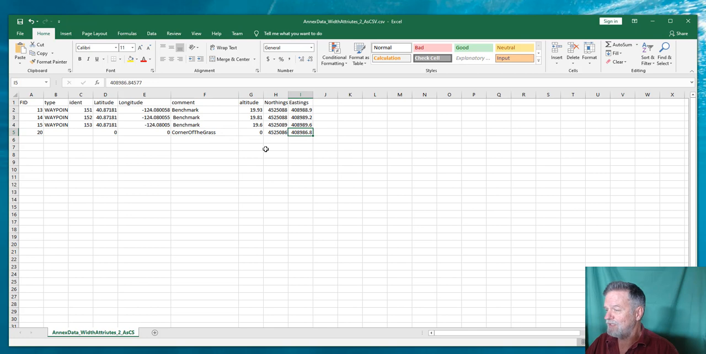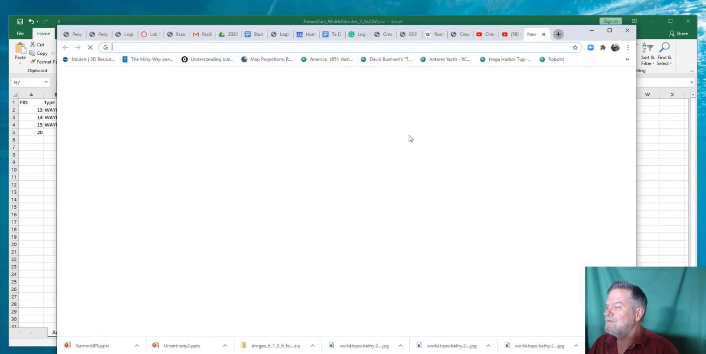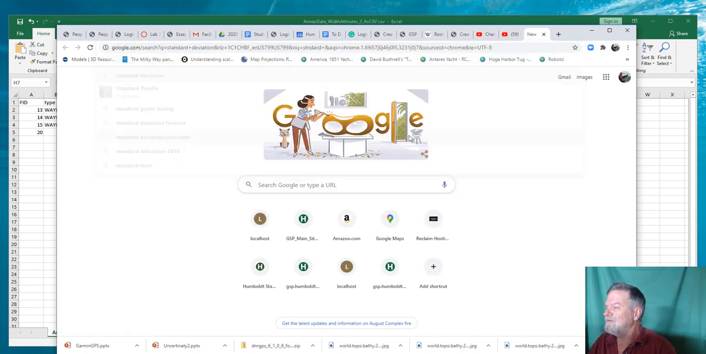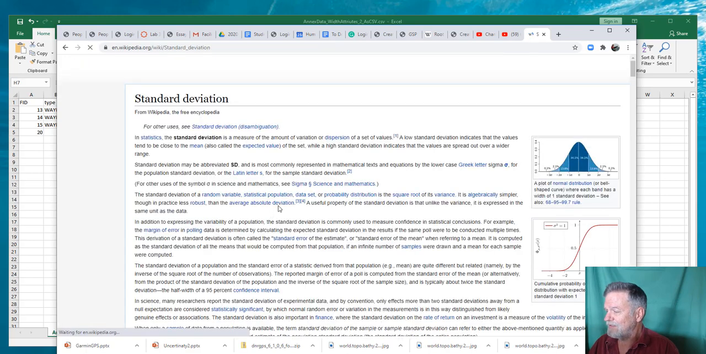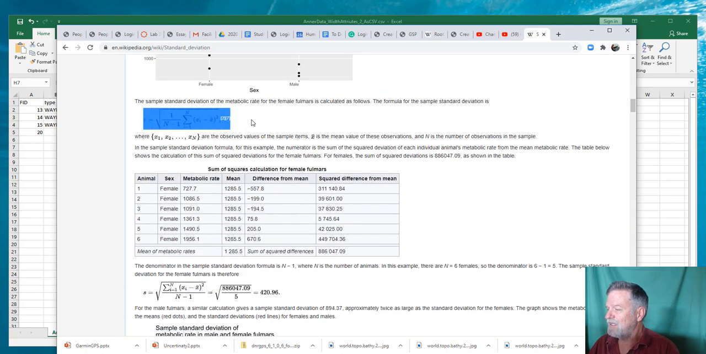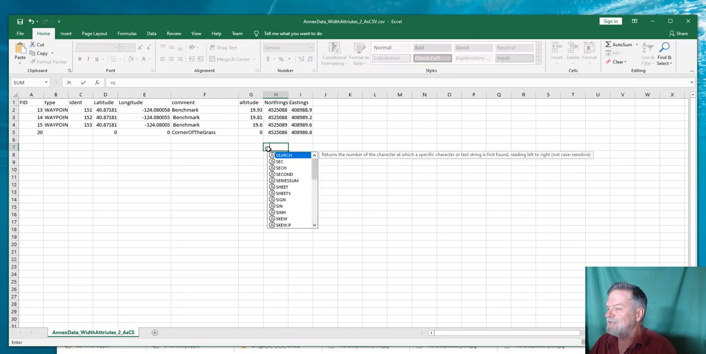First, to compute standard deviation. Standard deviation, we could go to the web and look up how to compute standard deviation. I don't even have to spell it correctly. And I tend to go to Wikipedia for a lot of statistics, and there's the calculation. So it's not too bad, and we could do it from there. However, you may be aware that Excel has a standard deviation.